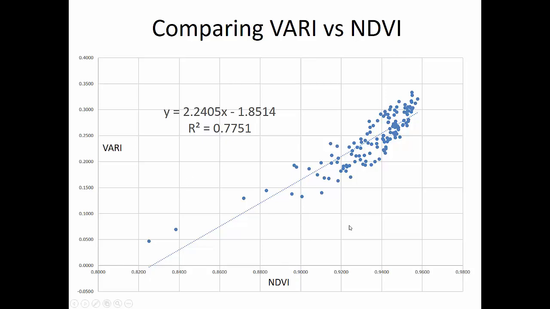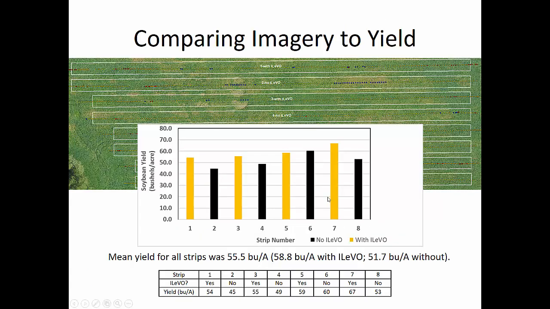The other thing I decided to do in the end: we had the imagery, plus we had yield data. In this case, the strips that were treated yielded not quite 59 bushels an acre, and the strips that were not treated yielded 51.7. So that's statistically different between the two. Almost 7, let's just say 7 bushels an acre, and that easily pays for $10 per acre worth of seed treatment.